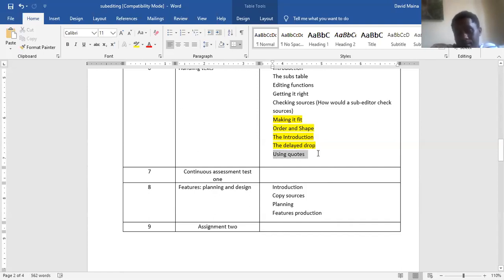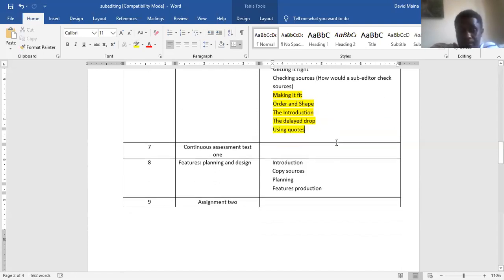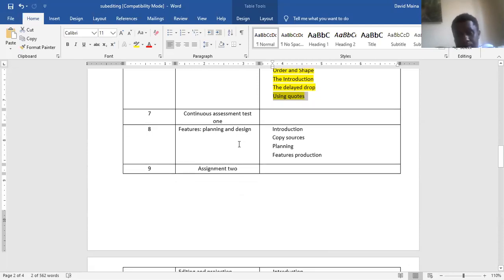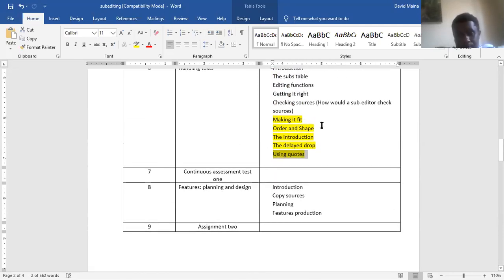We are also going to look at using quotes. Hii si tumeiona kwa newspaper. Yes. Hii tumeiona kwa newspaper. So we are going to look at how you use quotes, direct quotation. And why do we use them? Sometimes you use quotation marks to show the importance of the message or the relevance of that particular message.